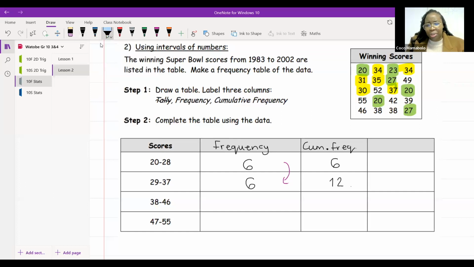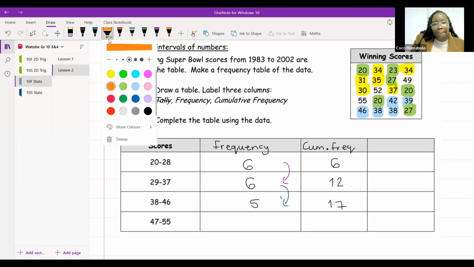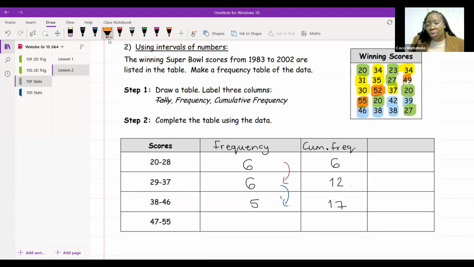Next one is going to be in between 38 and 46. So there's a 38, 38, 39, 42, and 46. We must also include 46. All right, how many of those do we have there? 5. So this new frequency over here is going to be 5. What is my cumulative frequency going to be? 17. Beautiful, 17. And then between 47 and 55, how many do we have? 3. 1, 2, 3. Beautiful. And then we know that our frequency is 3 and our cumulative frequency will be? 20.